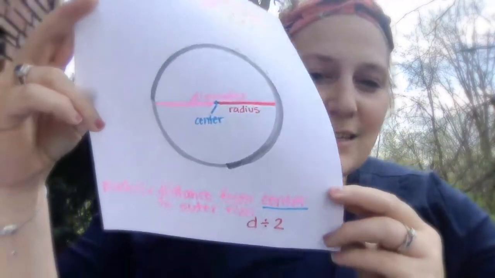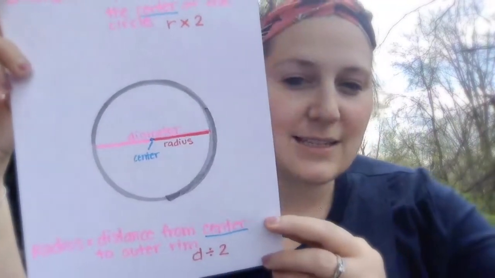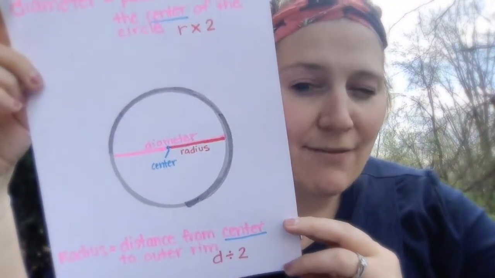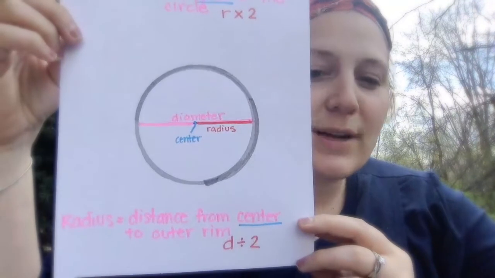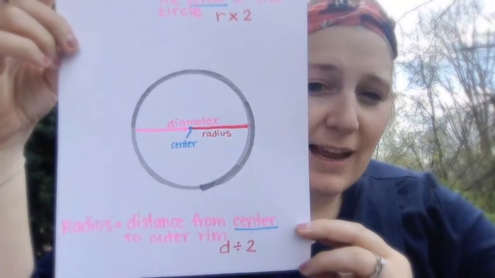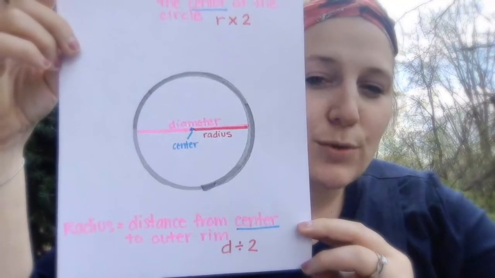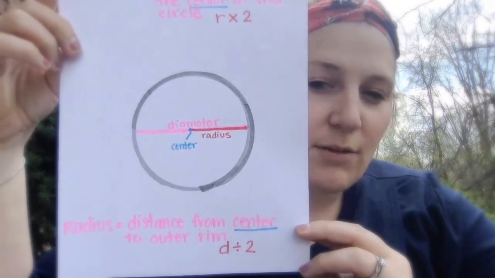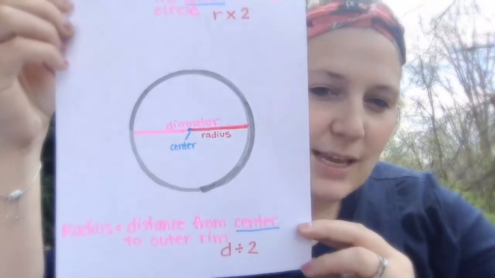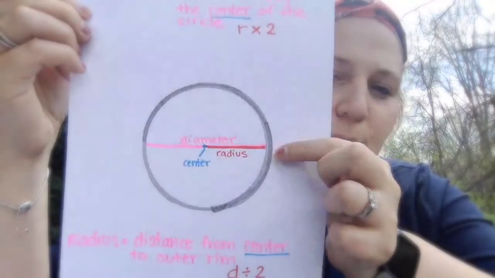The next part is the radius. Radius is only half of that, if you notice. So the radius is the distance from that center point to the outer rim of the circle. So to that outside edge right there.